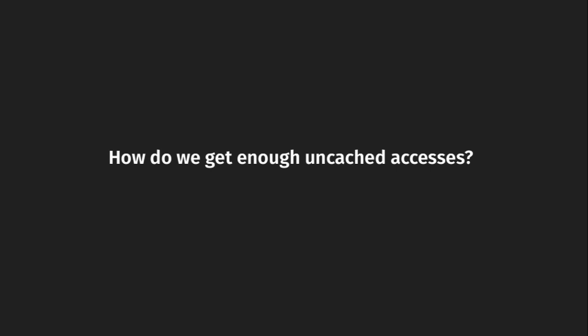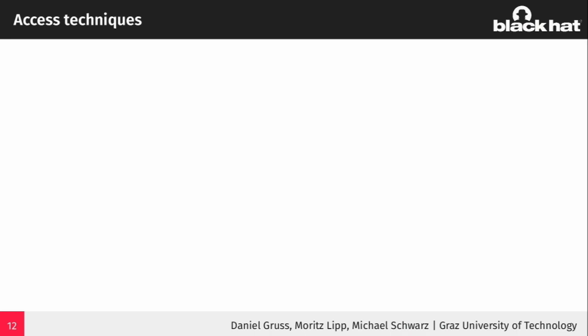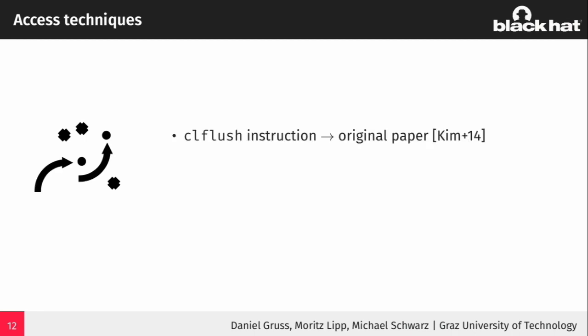So the question arises: how do we get enough uncached accesses? Because we have the CPU cache, and whenever we load some data, it's stored in the cache. It remains in the cache for subsequent accesses, so that those accesses are pretty fast, and that makes our systems as fast as we have them nowadays. So we have different methods that we can use to remove data from the cache so that the next access will be loaded from the main memory. The first thing is the CLFlush instruction.